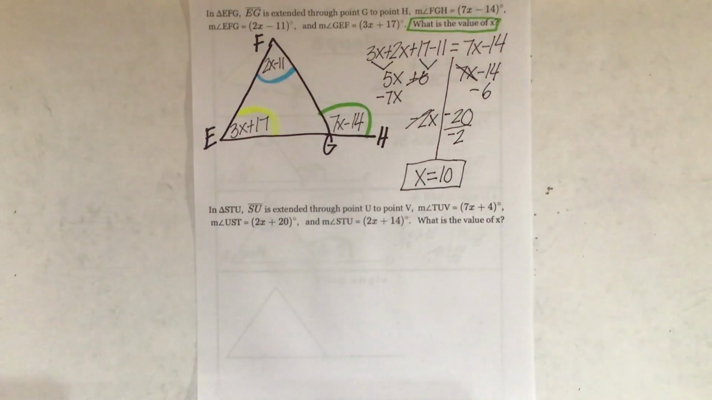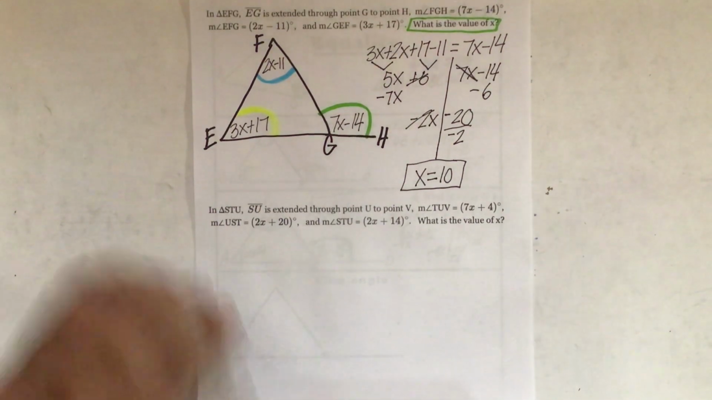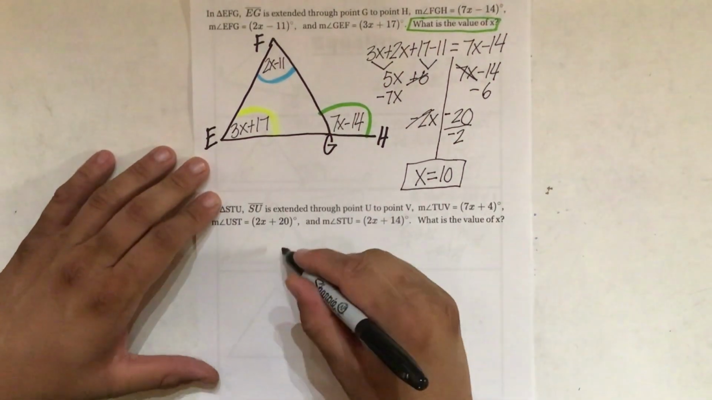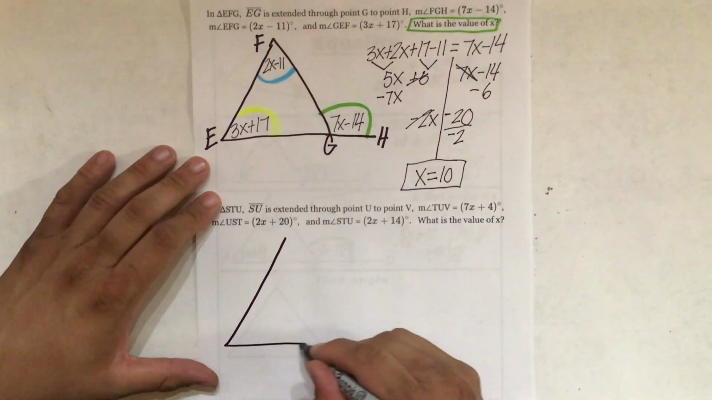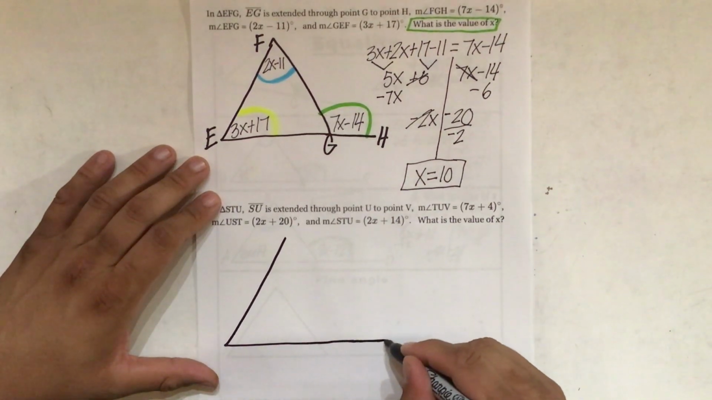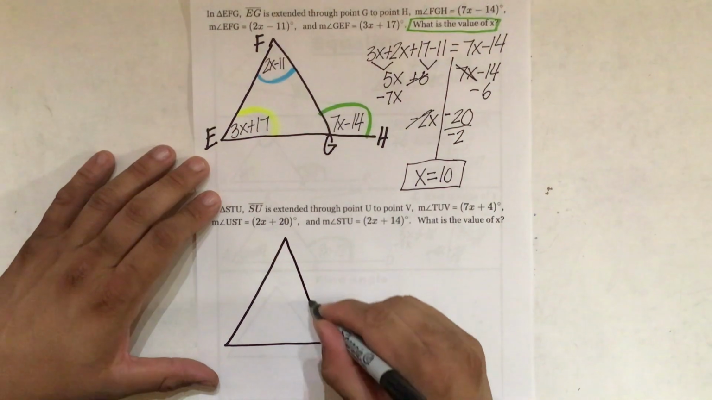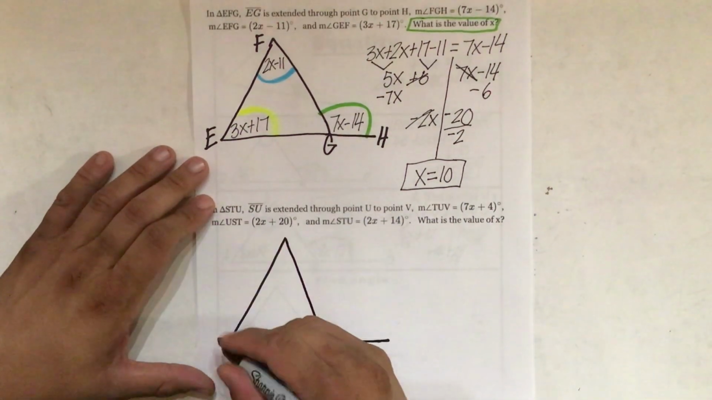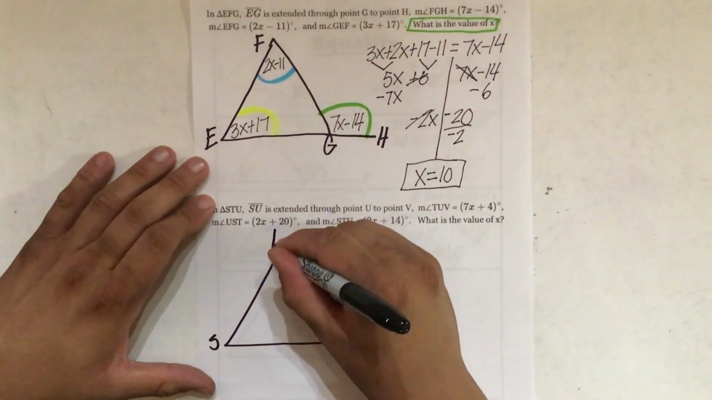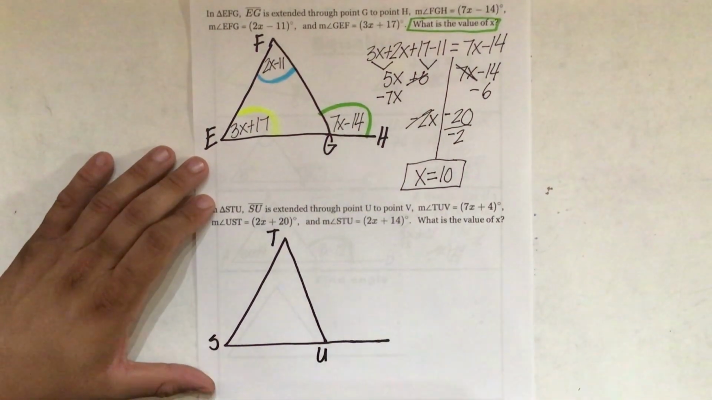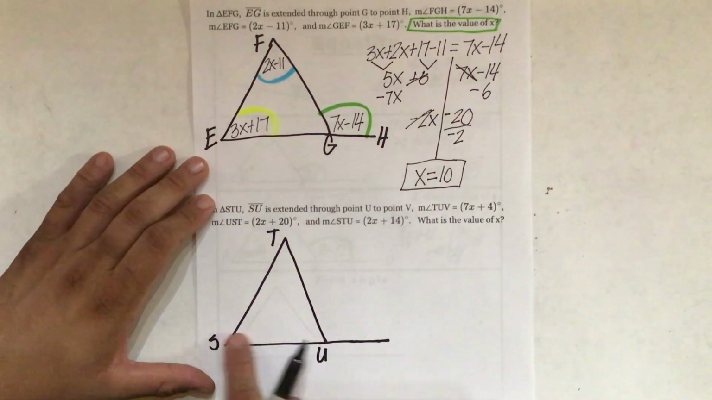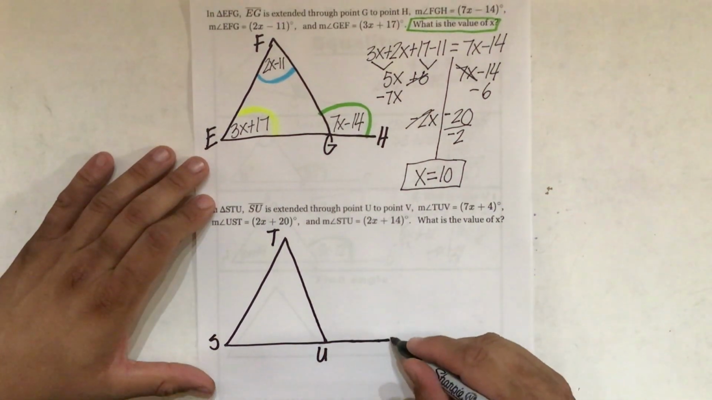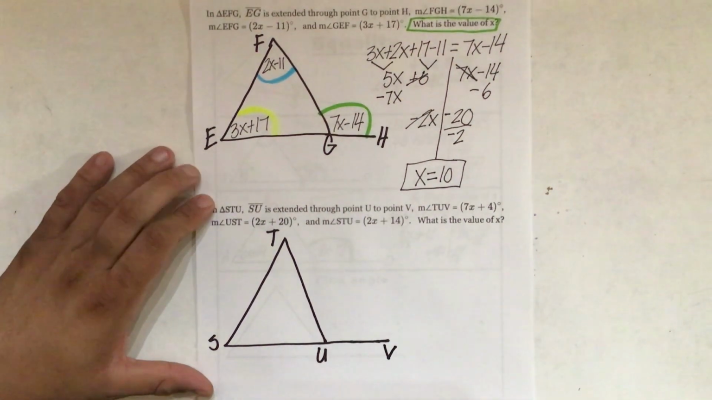Let's do the same thing on this second example. So let's draw our triangle. Actually, you know what? Let me extend it now. I know these are all exterior, so let's do that. Triangle STU is extended through point U to point V. So this is V here.